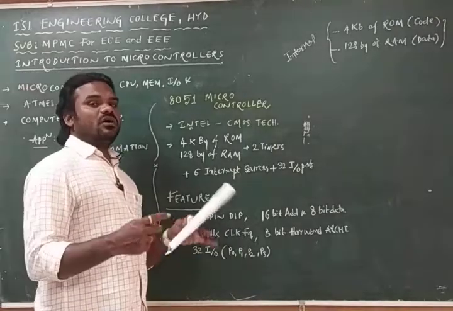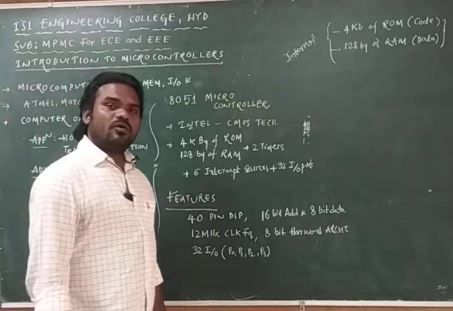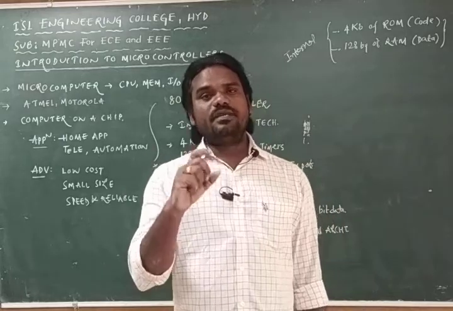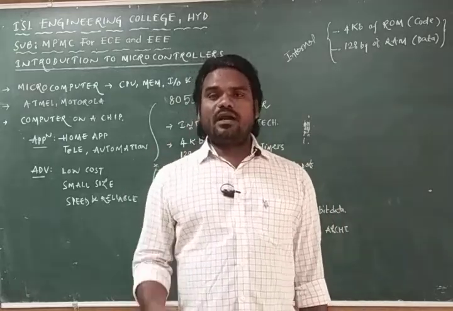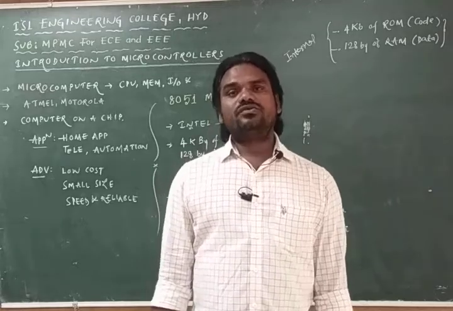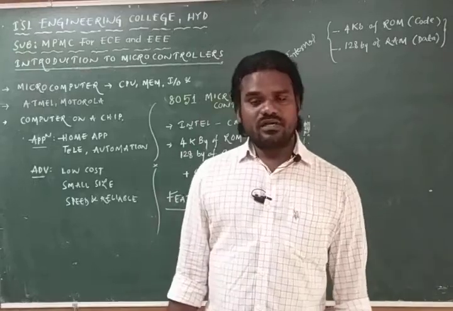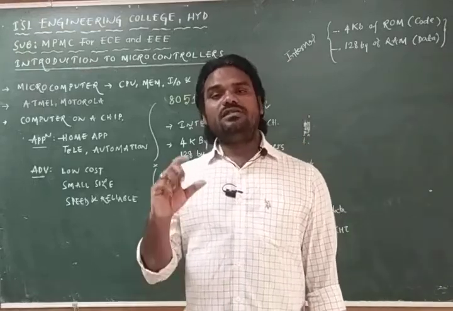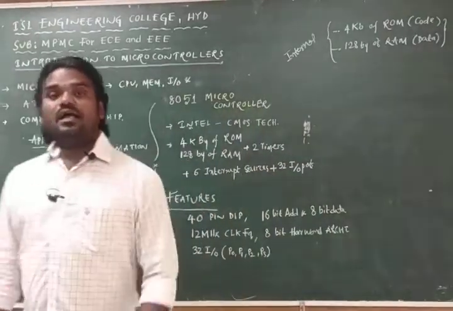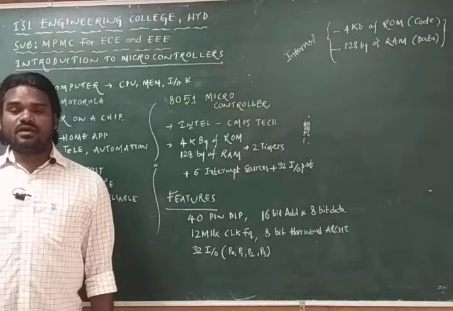So when we talk about the processor, in the first unit we discussed that a microprocessor is simply a processor, or simply a CPU, but we get that CPU in the form of an integrated circuit. The processor on a chip is called a microprocessor, or we can call it a CPU on a chip, whereas a computer on a chip, or a system on a chip, is called a microcontroller.